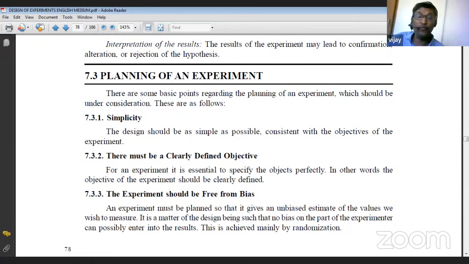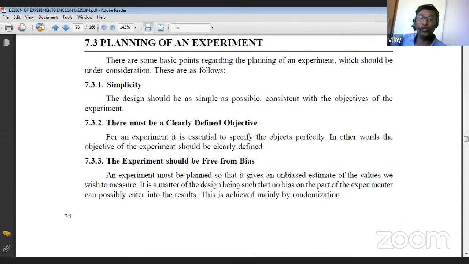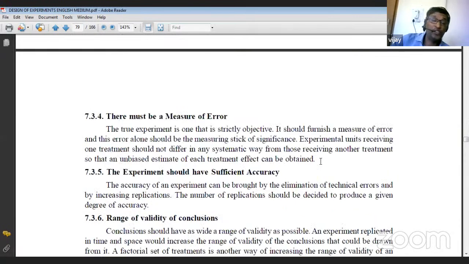The experiment should be free from bias. An experiment must be planned so that it gives an unbiased estimate of the values we wish to measure. It is a matter of the design being such that no bias on the part of the experimenter can possibly enter into the results. This is achieved mainly by randomization. There must be a measure of error.